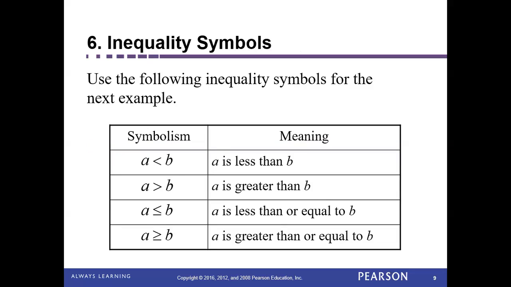Okay, use the following inequalities here. So we have A is less than B. The smaller end of the inequality sign is the lesser end. A is greater than B. So here B is on the smaller end of the inequality. A is less than or equal to B. A is greater than or equal to B.